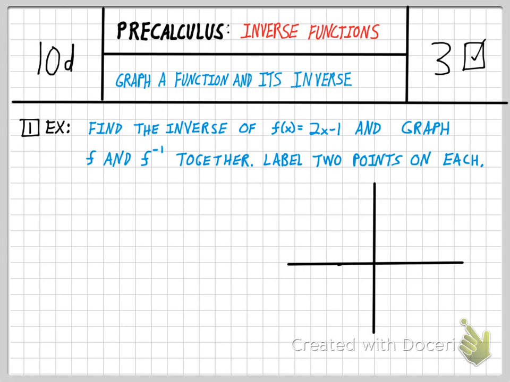So we'll start with an example. y equals, or f of x equals 2x minus 1. Find the inverse, graph them together, and then label 2 points on each.